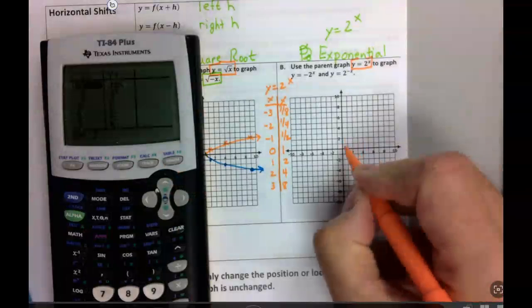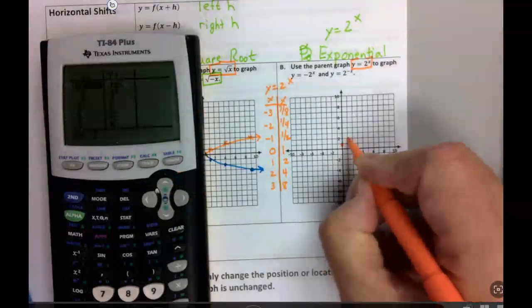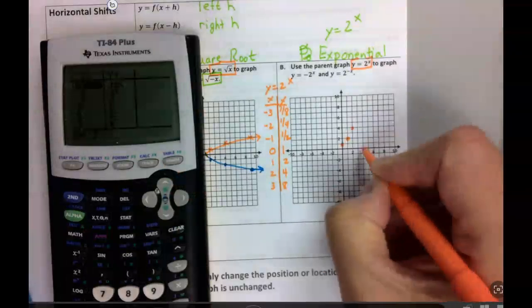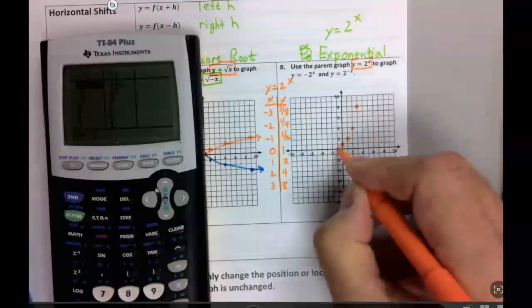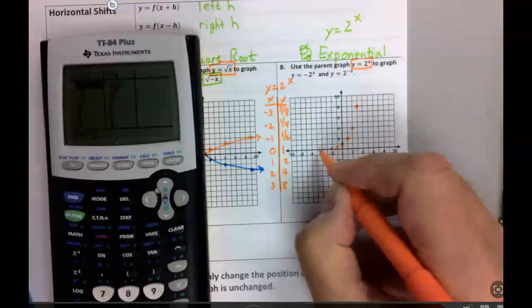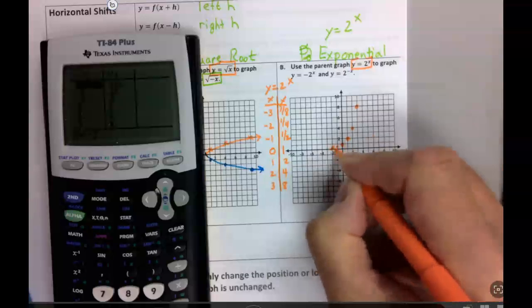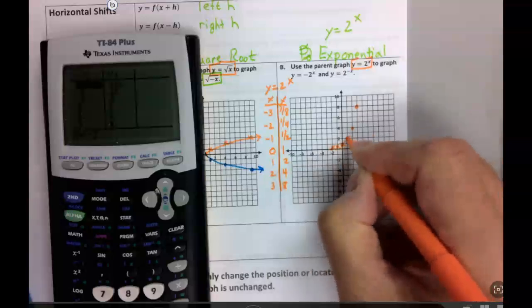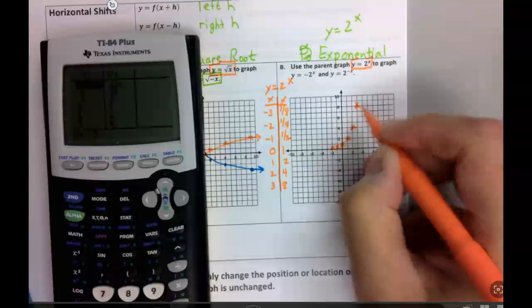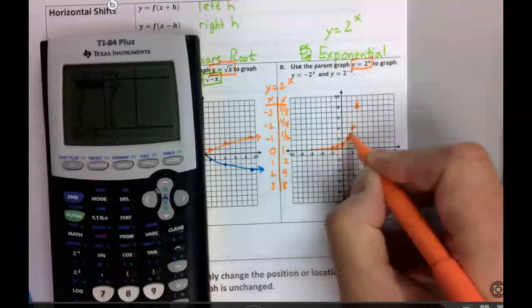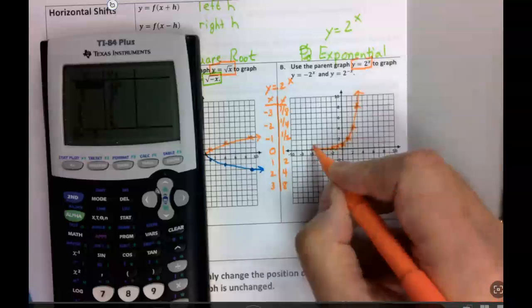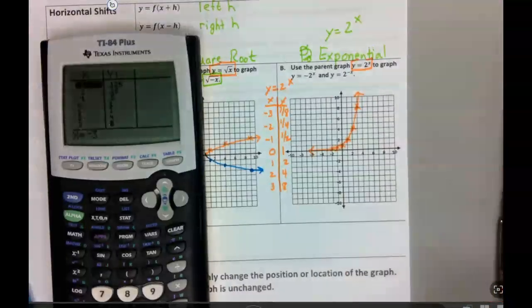So we got 0, 1, 1, 2, 2, 4, 3, 8, -1, 1/2, -2, 1/4. So it's getting real close to the x-axis, which you have an asymptote there. Okay, now let's do the next one.